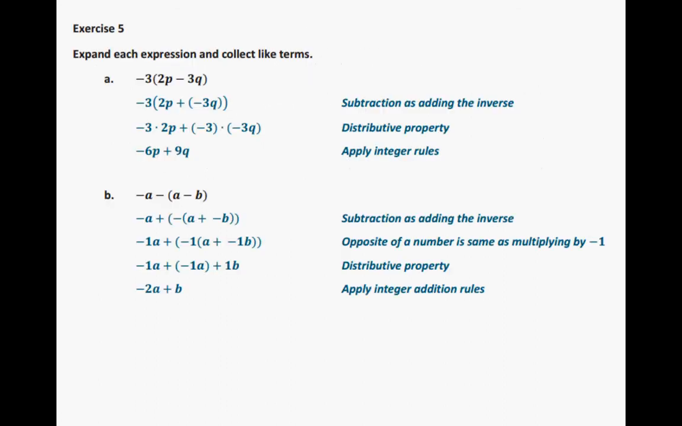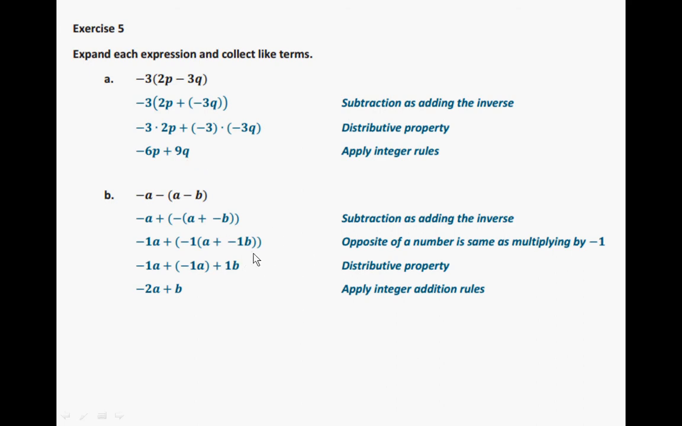All right, so you should have something that looks like this. First step is turn the subtraction back to adding the opposite, which is subtraction is the same as adding the inverse. And then go ahead and use the distributive property. Multiply the factor times what is inside the other factor. So negative 3 times 2p and negative 3 times negative 3q. And then go ahead and apply the integer rules. Well, negative 3 times positive 2 is negative 6, and negative 3 times negative 3 is positive 9. So this is where we got here.